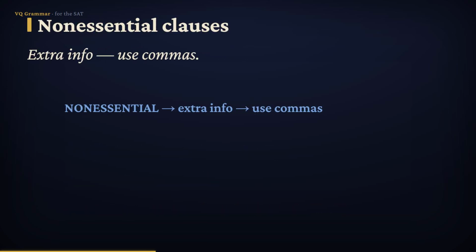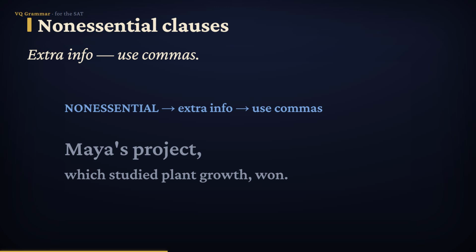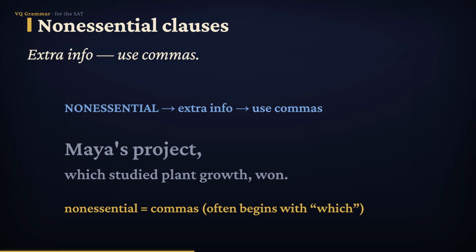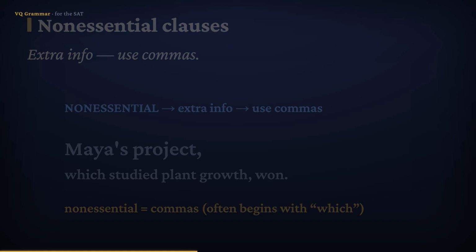Second, the non-essential clause. It adds extra information that isn't needed to identify the noun, so it's set off with commas. Maya's project, which studied plant growth, won a ribbon. We already know exactly which project. It's Maya's. The clause, which studied plant growth, just adds a detail. You could remove it and the sentence still makes complete sense. Because it's non-essential, we use commas, and a non-essential clause often begins with which.